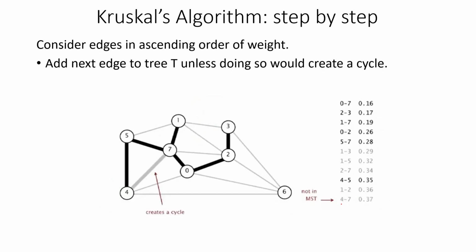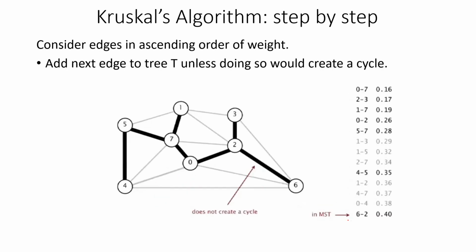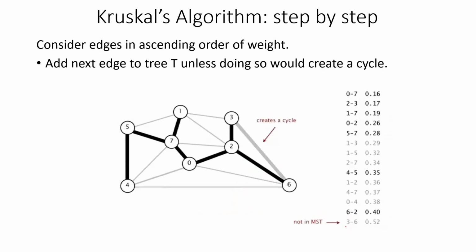Then we have 4 and 7. If we add them, we will get a cycle, so we skip this edge. Then 0 and 4. Between 0 and 4, if we add them, we will get a cycle, so we also skip it. Then we get 6 and 2. If we add them, there wouldn't be any cycle, so we add this edge. Then between 3 and 6, if we add them, we will get a cycle, so we skip it.